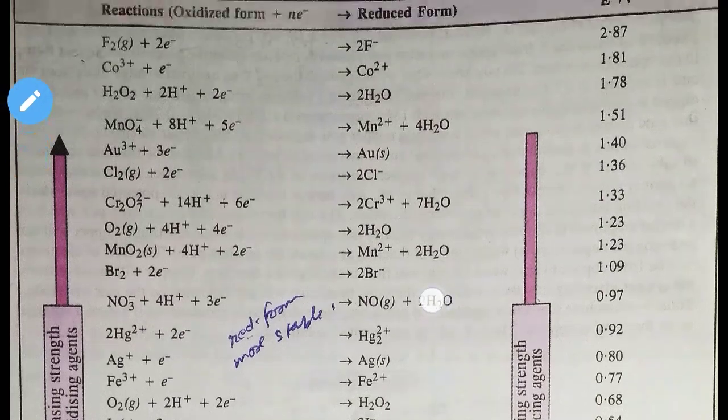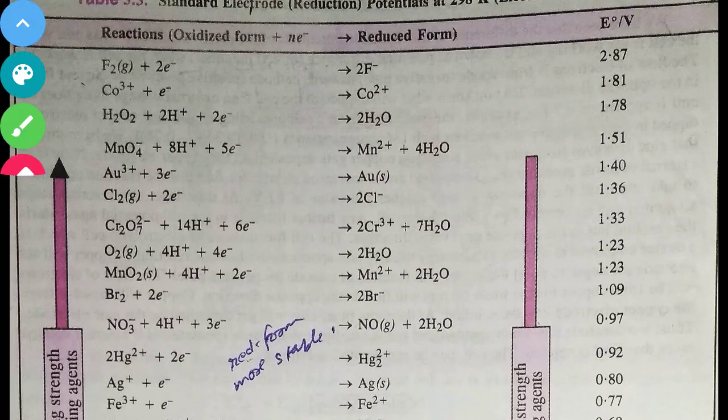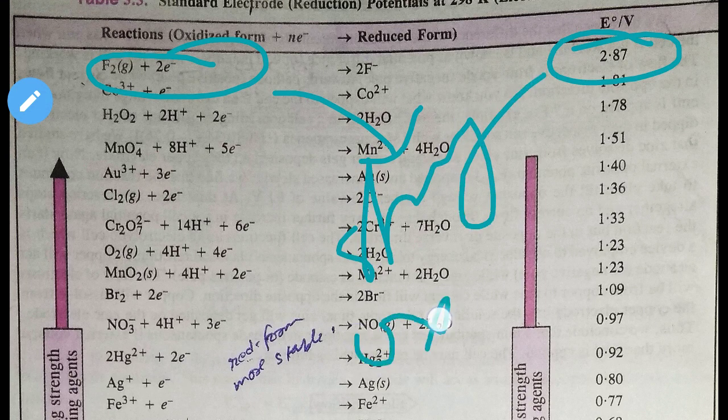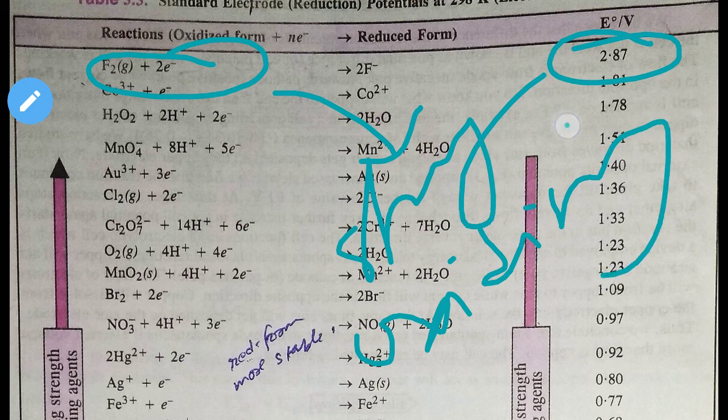So that means the fluorine, which is at the top of the series, this one. You can see the value is highly positive, right? So that means fluorine is a strong oxidizing agent, and the weakest reducing agent. Always the vice versa will be there.